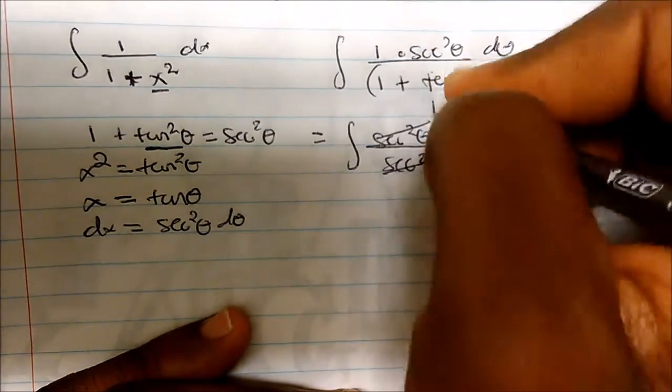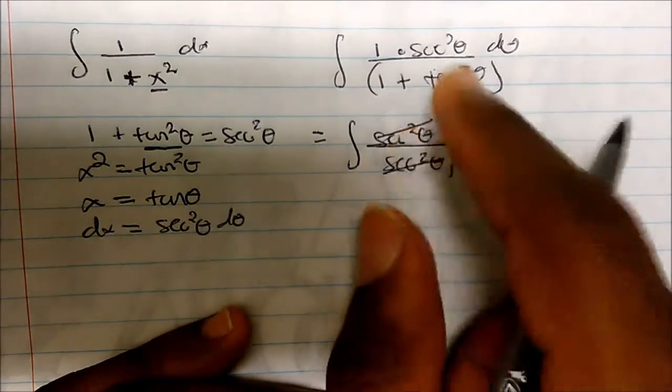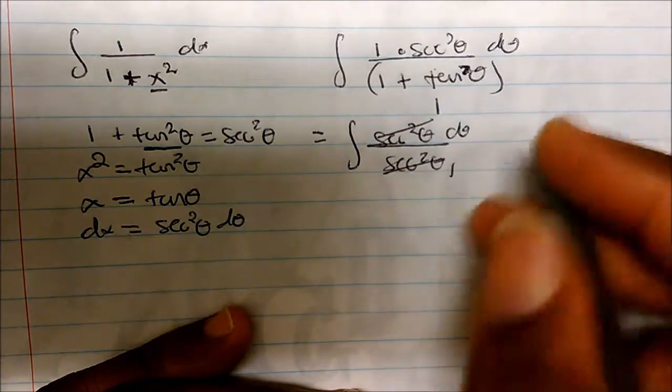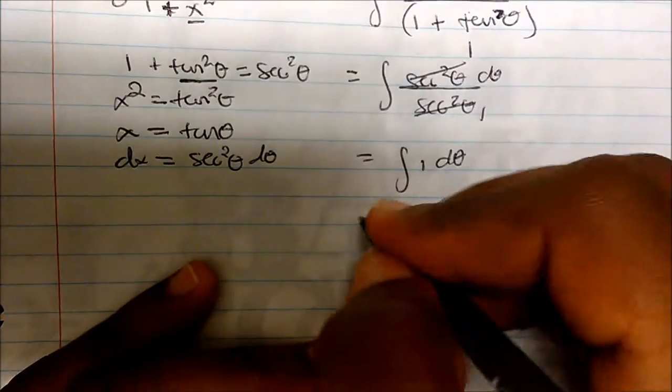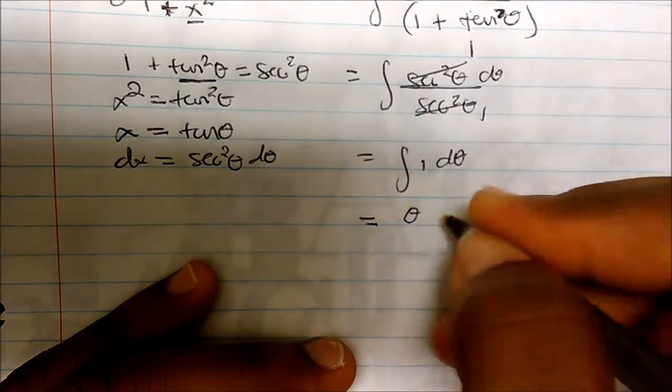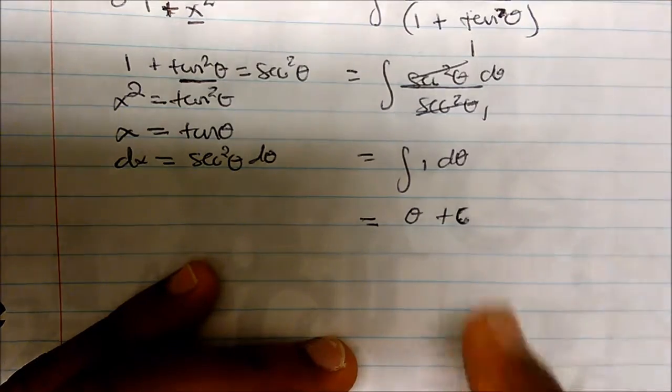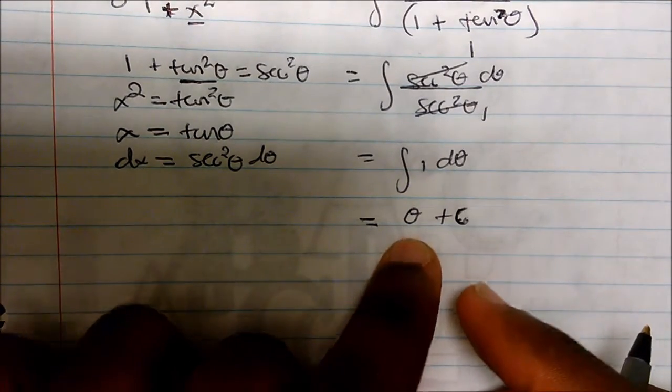Okay, and you can see now that I have secant squared of theta in both the numerator and denominator, so I could divide those and cancel those out. So my new integral becomes 1 d theta. I know the integral of 1 in this case will be theta plus c. Okay, now the question is, what is theta?